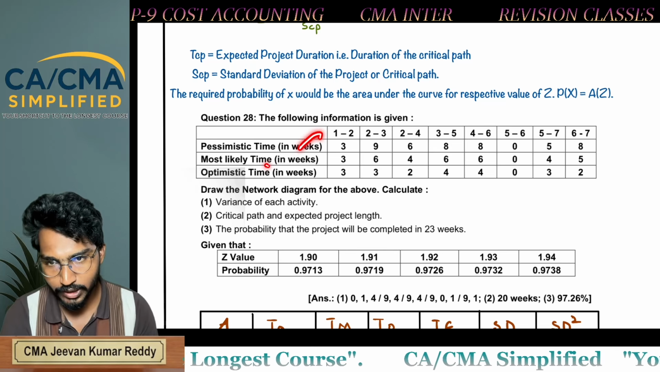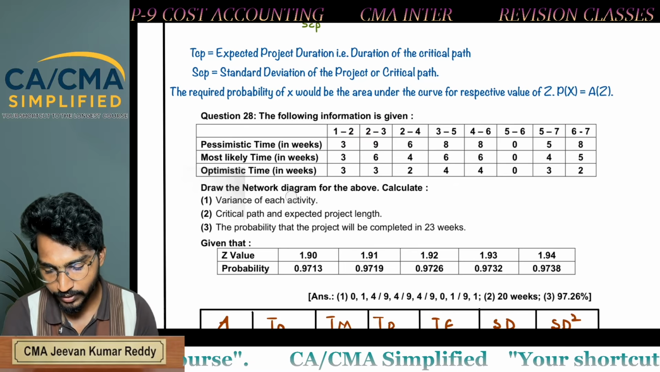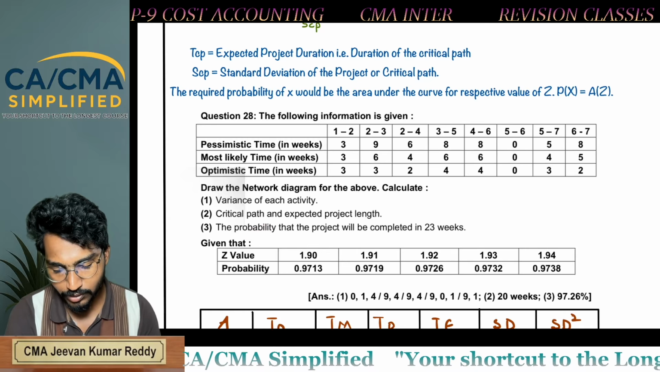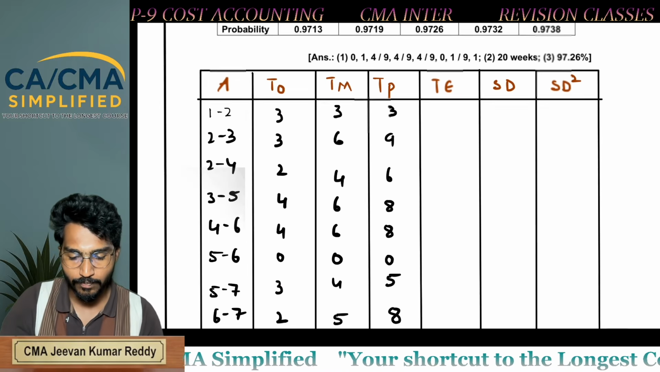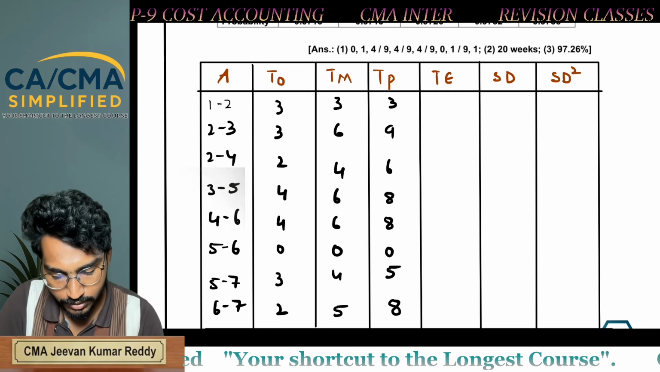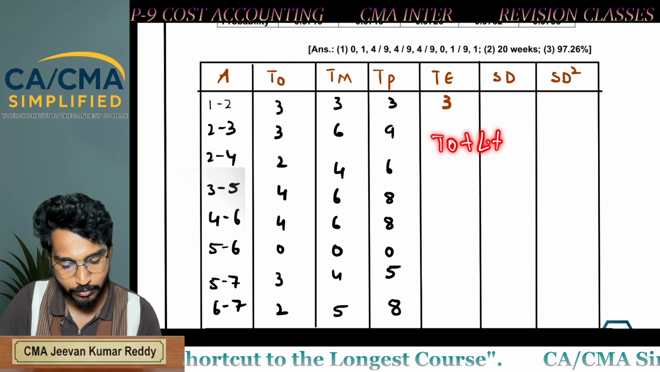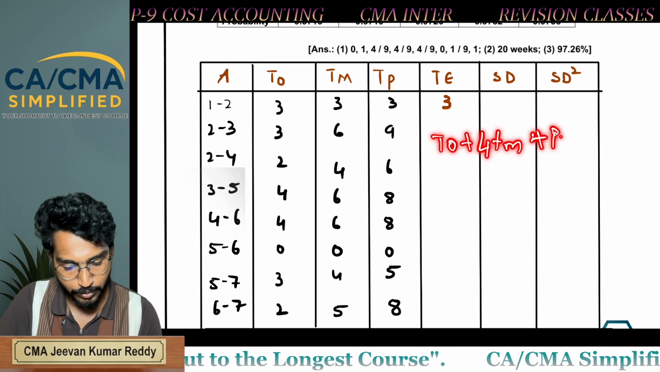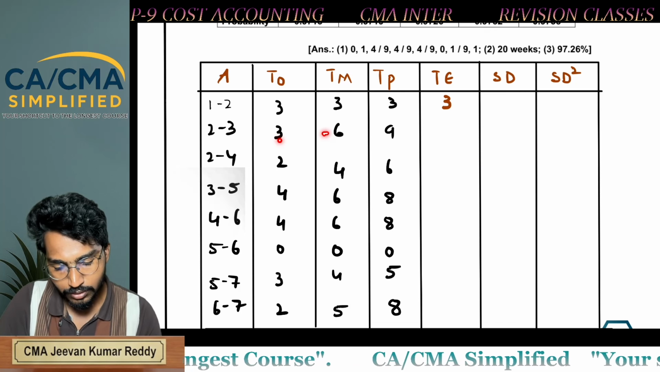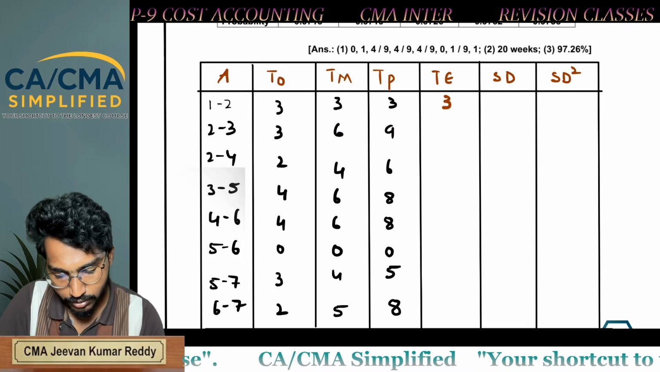Here the pessimistic time, most likely time and optimistic time are given for the activities. What is asked: the variance of each activity, the critical path and expected project length, and the probability that the project will be completed in 23 days. First you need to calculate T, the expected time. How to get T? TO plus 4TM plus TP divided by 6.